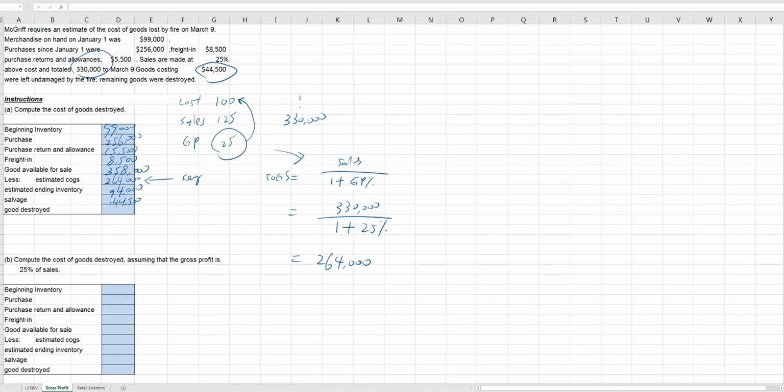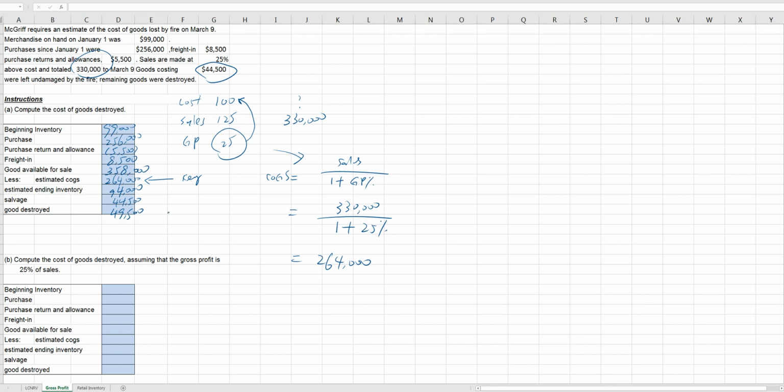We can easily estimate the value of the goods destroyed in the fire by taking the difference between these two. Right, $49,500 of inventory was destroyed in the fire.